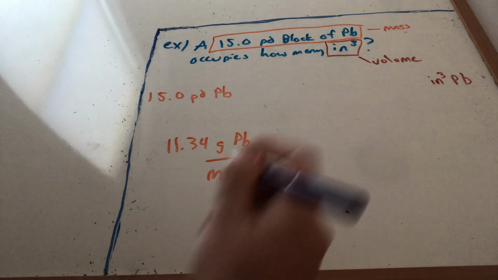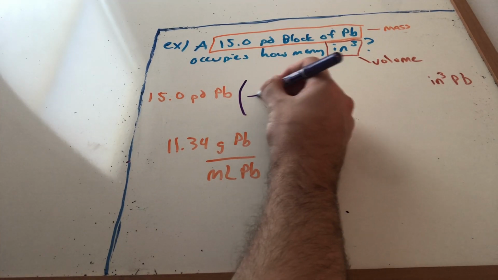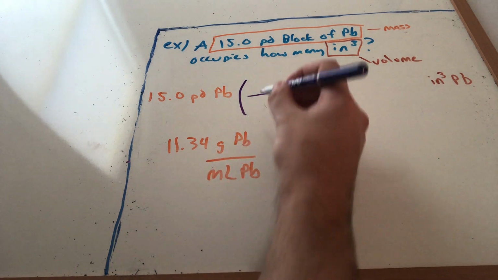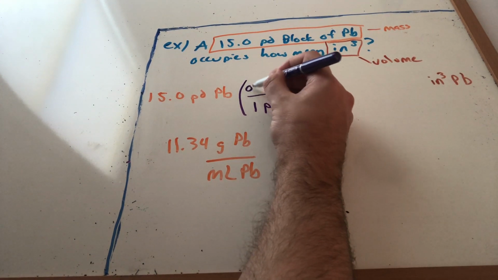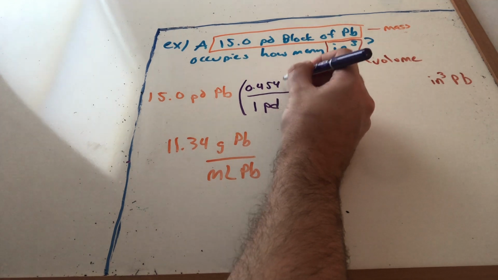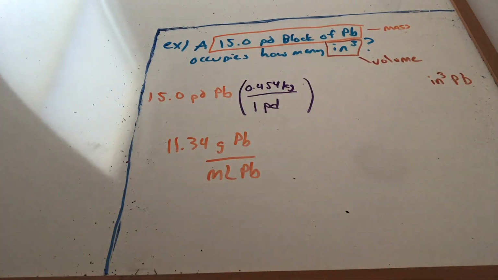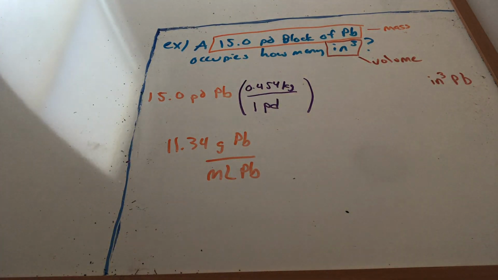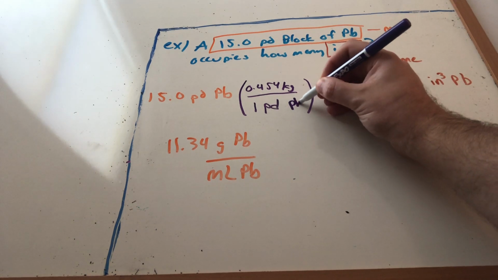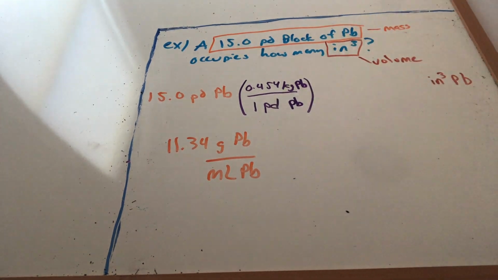They use a slightly different value, and I'm just going to introduce it here. What we can find is that there is 1 pound for every 0.454 kilograms of a substance, okay? Now, I'm not just going to include pounds and kilograms here. I'm going to put lead here as an identifier as well. Okay. Now, why in the world would I use this as a conversion factor?